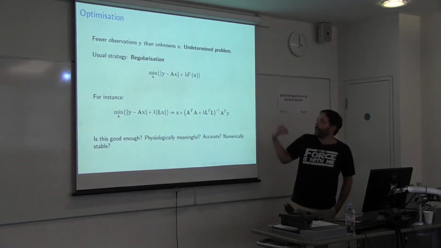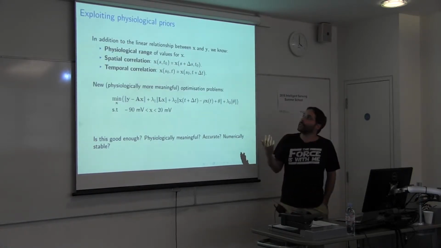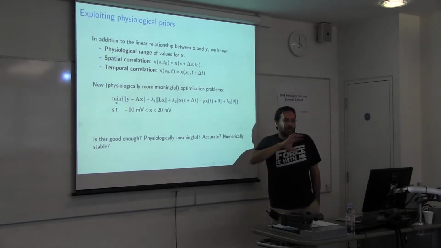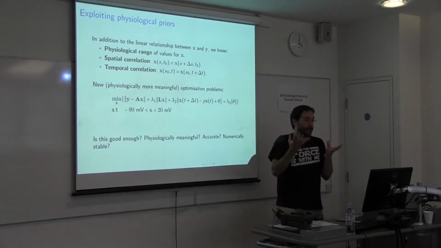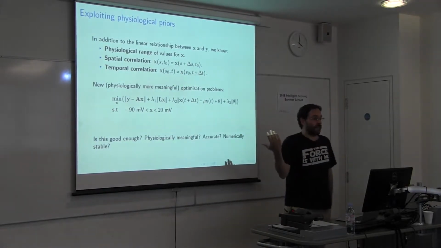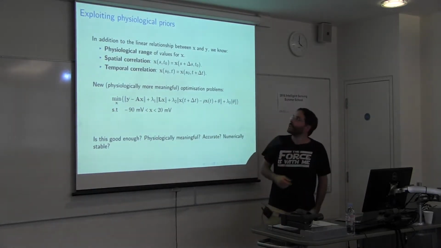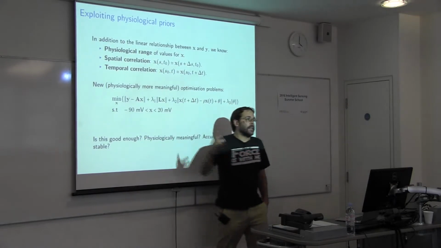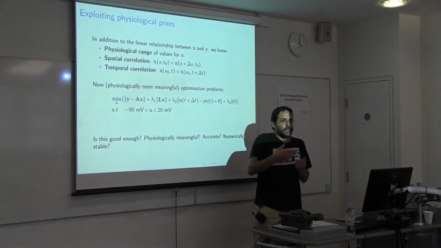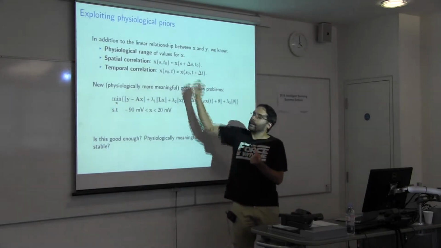So one way of facing these problems is by exploiting what we call physiological priors, which means adding some extra information about the way those voltages around the heart behave. We can have something like, well, X, the voltage at the heart, cannot have just any value. The value is going to be between minus 90 millivolts and 20 millivolts. Those are physiological values. We know that there is some kind of spatial correlation, meaning that two nearby points are going to have similar voltages. There's going to be temporal correlation in the sense that one point in two different time instants that are very close to one another is going to have more or less the same voltage.